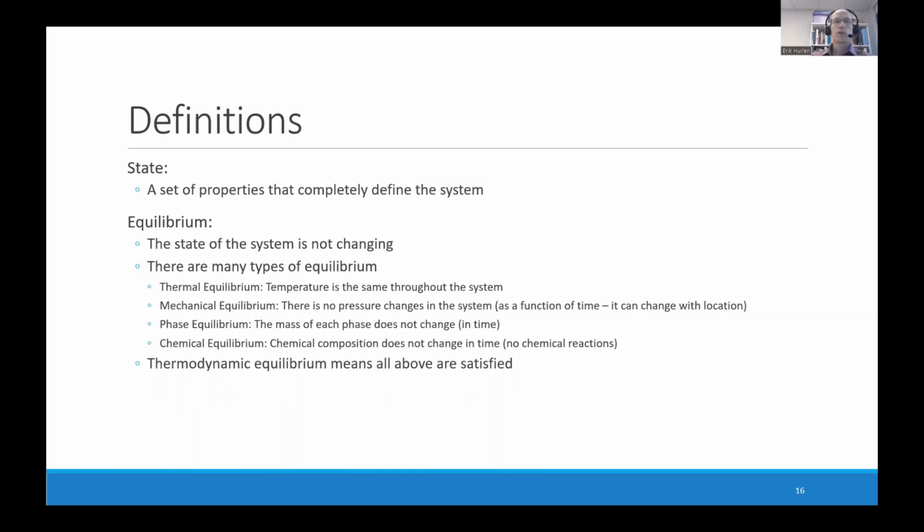There are many types of equilibrium. Thermal equilibrium is if the temperature is not changing. Mechanical equilibrium is if the pressure at each point is not changing in time. Phase equilibrium is if there are no changes in phase occurring. Chemical equilibrium is if the chemical composition of every part of the system is not changing. And there are a few others as well that we will not get into. The most important for this class is called thermodynamic equilibrium, which is basically just the combination of all four of these previous equilibriums.